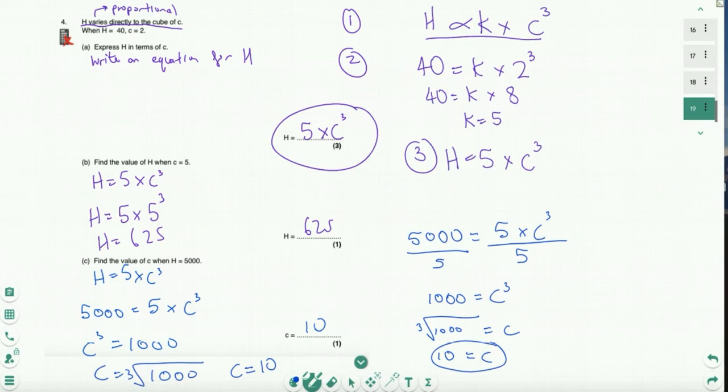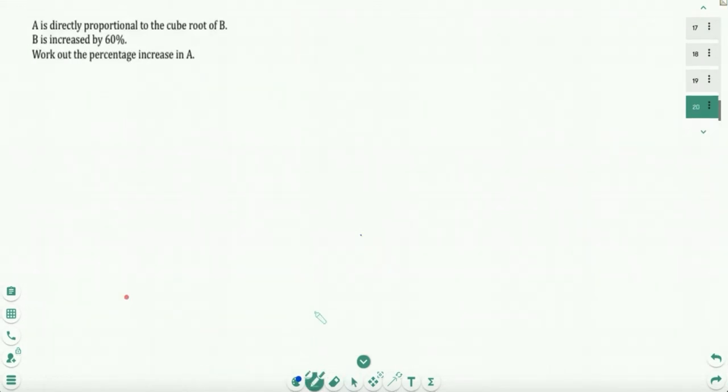And that's it, guys. Final question, probably a little bit tougher. A is directly proportional to the cube root of b. B is increased by 60%. Work out the percentage increase in A. All right. Well, I see a statement about our proportions. So let's make up a proportional statement about this sentence for 1 easy mark. Even if we don't do anything else, as long as we get a statement out, we're going to get 1 mark. So A is proportional to the cube root of b, and it's directly proportional. So it's k times the cube root of b. And that's 1 mark right there.